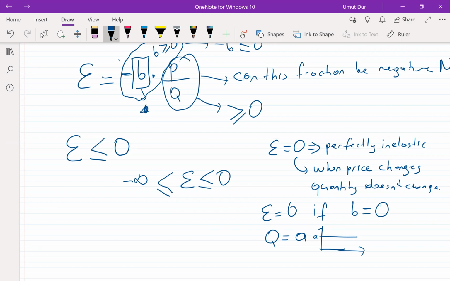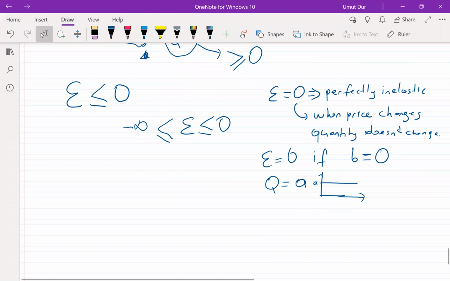Okay. And the second range that we are looking for the demand is when elasticity is less than 0 but greater than -1. And for this region, we say that the elasticity is inelastic. Okay, what do we mean by that?